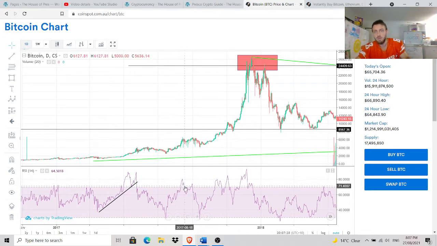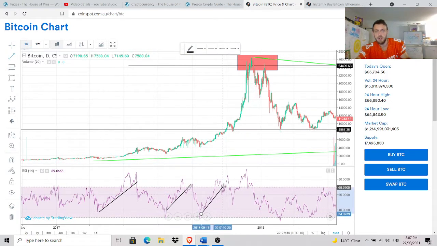Okay, and then what happened? It failed to make a higher high, and price pushed up pretty much to the same level, and then we fell down for the second time. And then what happened after that? We ran up again. So we can see that we can follow trends very much the same as price on the RSI.